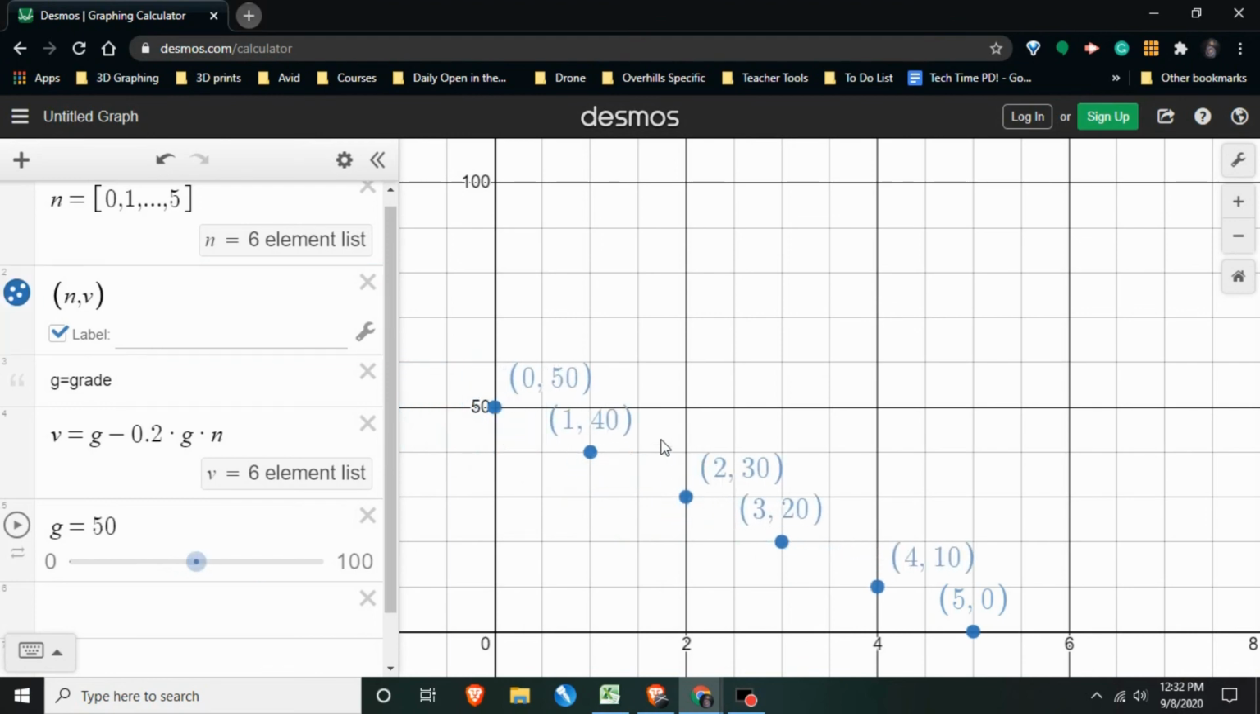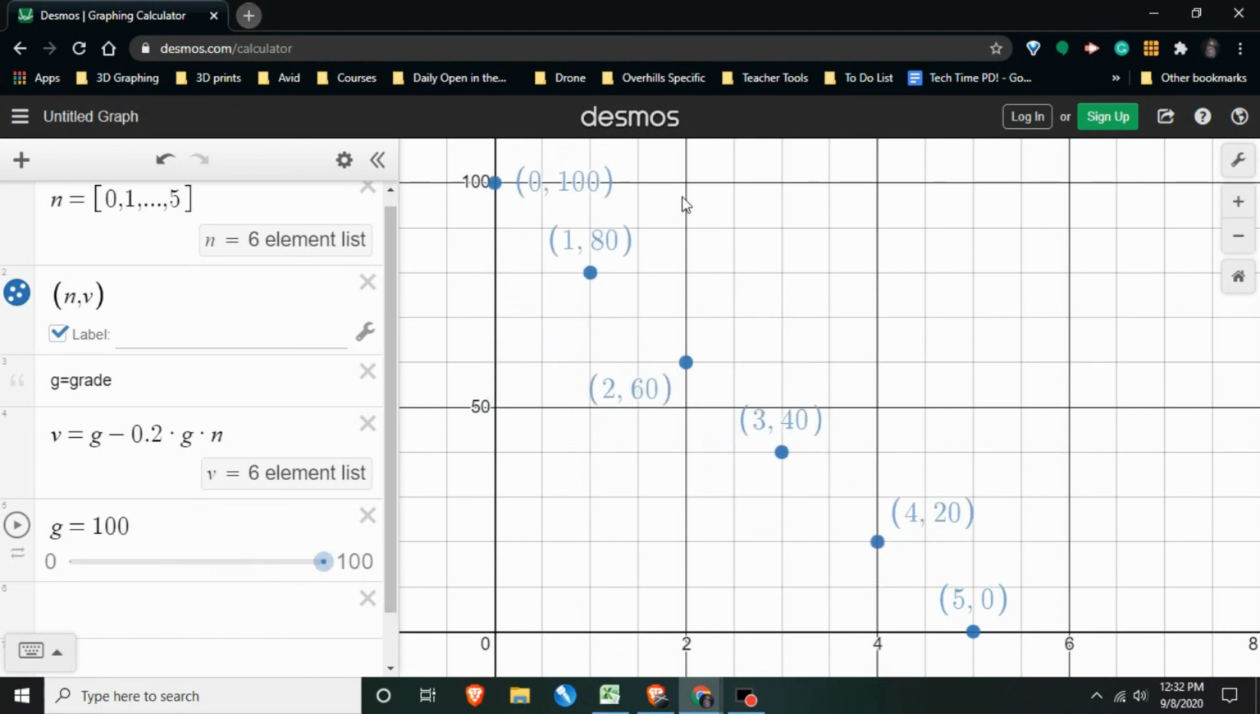So I'm going to go to 50. If you remember from the chart, if you start off with a grade of 50, 20% is 10 points per day. So at 0 days, I'm at 50. Then at 1, I'm at 40, 2 is 30, 3 is 20, and so on. At a grade of 100, I'm losing 20 points per day because that's 20%. At a grade of 95, I'm losing 19 points per day, and you can follow that through the math.